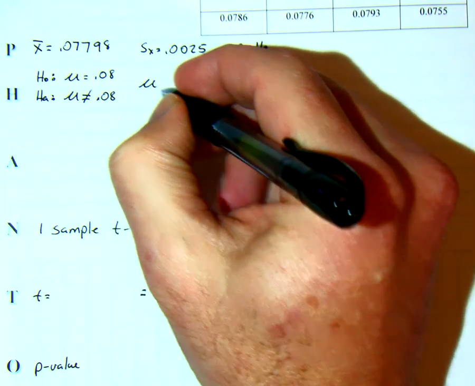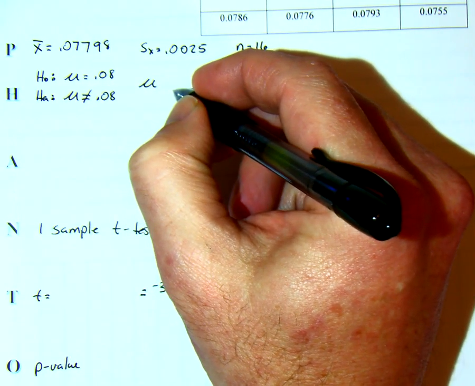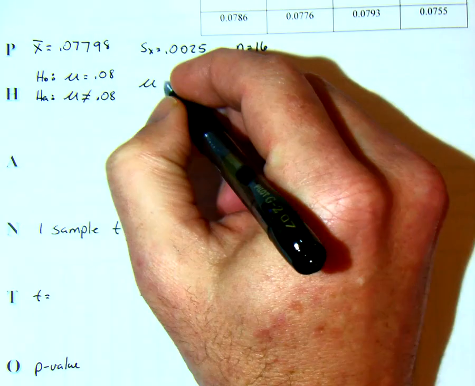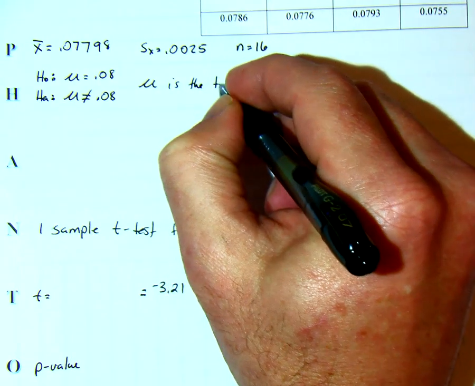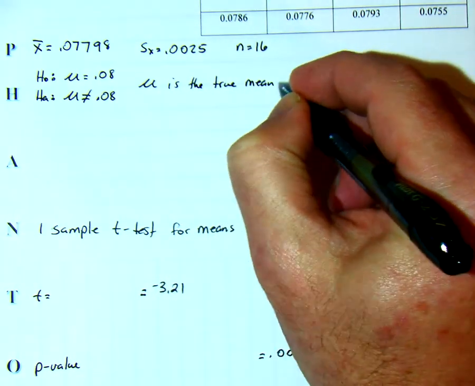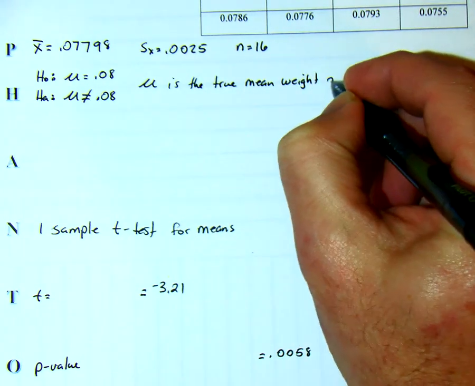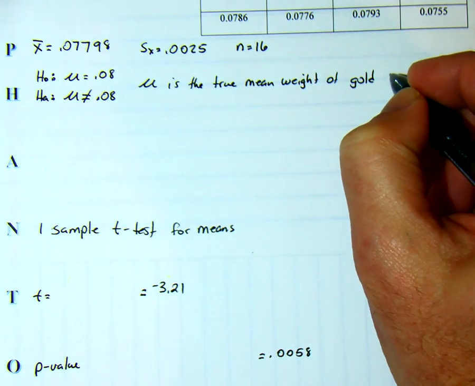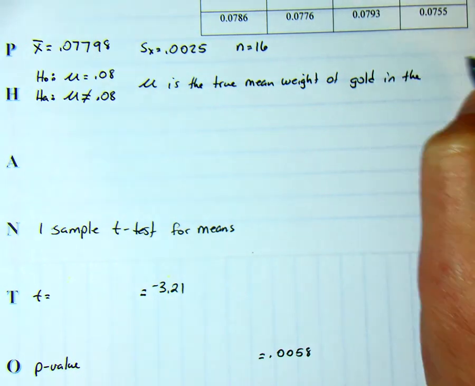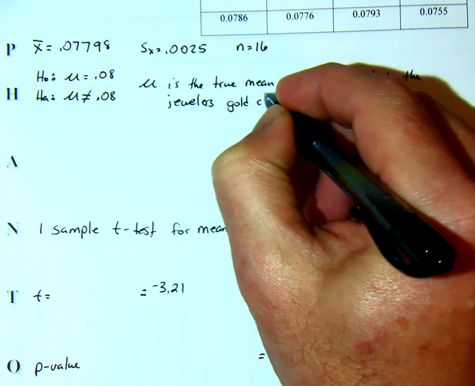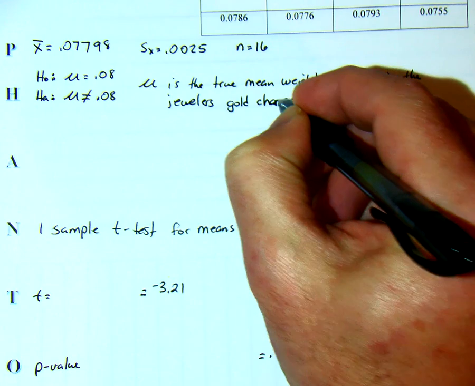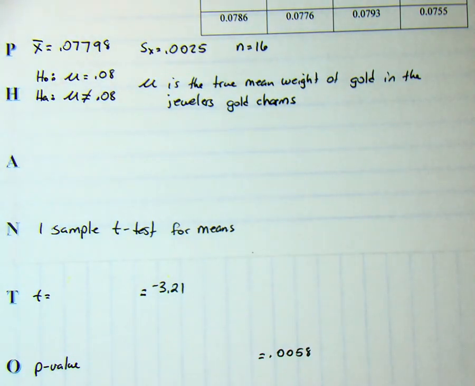So that means that we have to define what this is. So the mean mu is the true mean weight of gold in the jeweler's gold charms. Okay? Something to that nature. We have defined what that is, so we can go ahead and roll forward. Okay? We've got all these assumptions to make, so here we go.